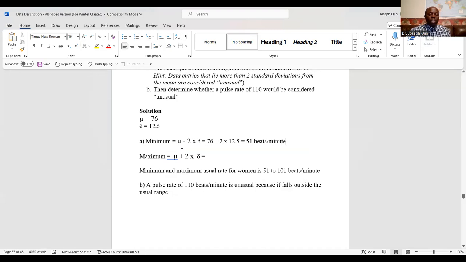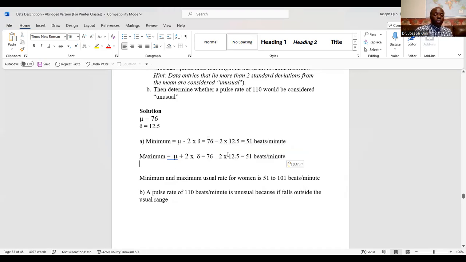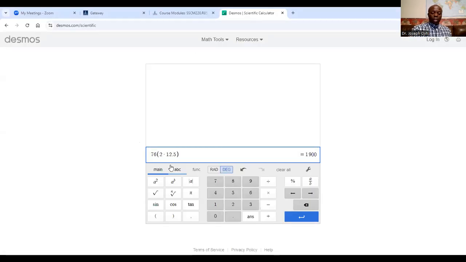And on the maximum right side, do the same thing, but this time use the plus sign. So I'm just going to copy this and put it here, then change the minus sign to a plus sign. Give me the result. So we'll go to the calculator and just change the minus sign to a plus sign.